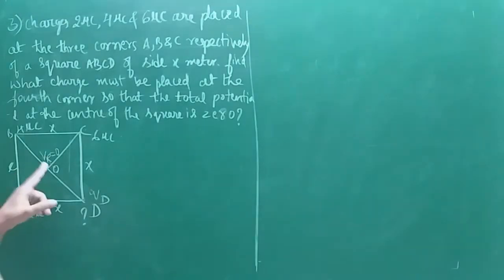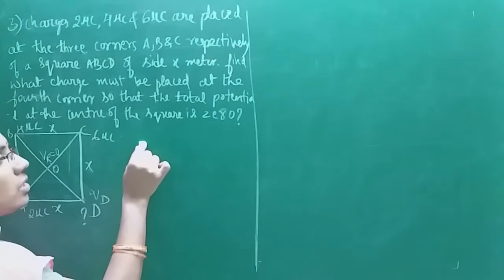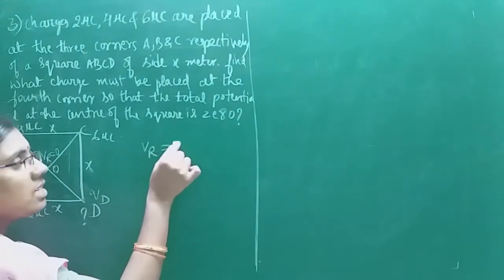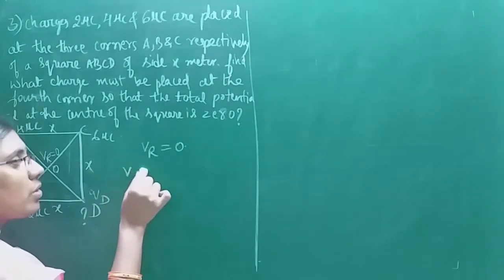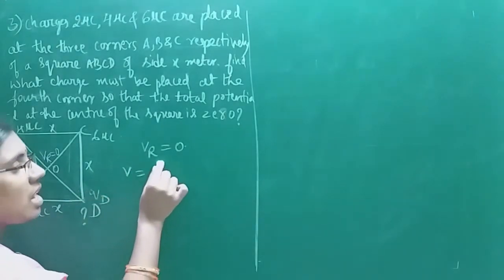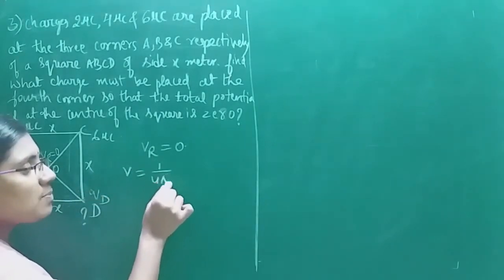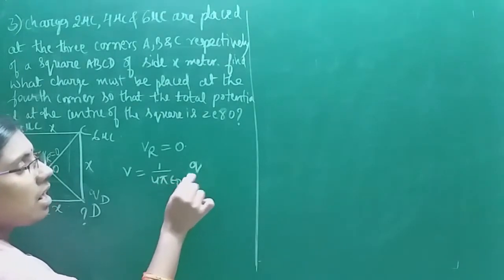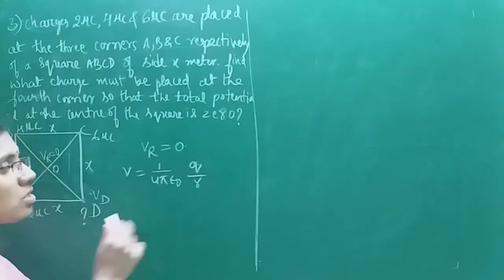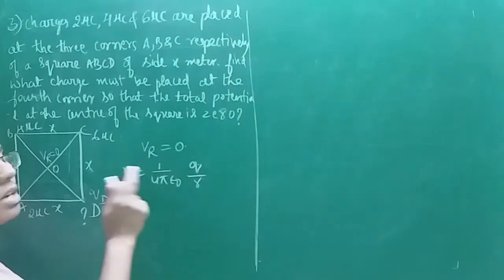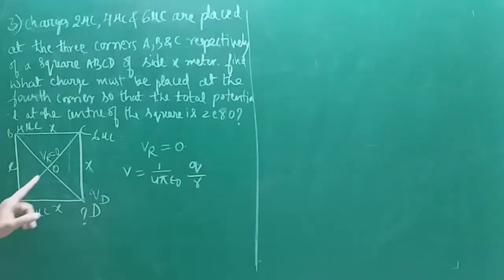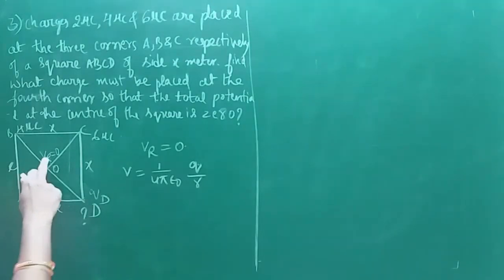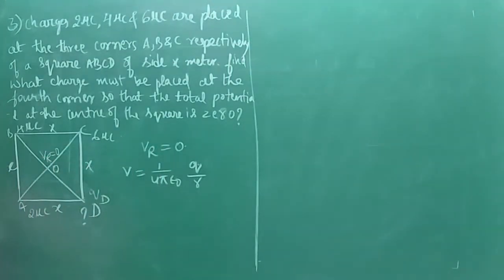Now, by using this, we know the expression for electric potential as 1 over 4 pi epsilon naught Q by R, where Q is the charge and R is the distance of the charge from the point where we are measuring the potential. Here they have given the resultant potential at the center of the square is 0.